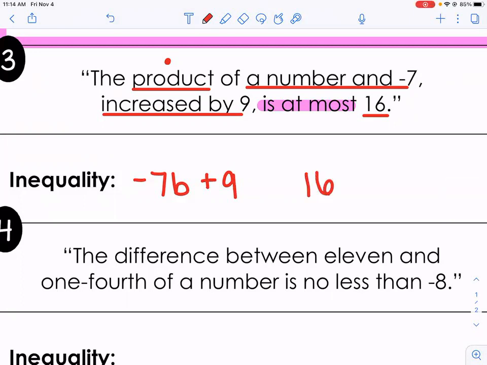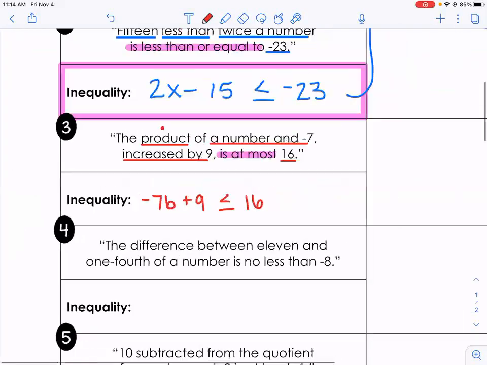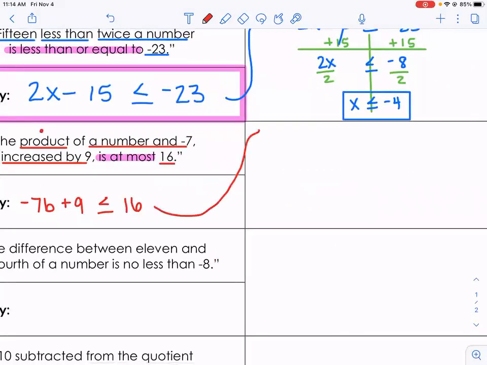At most means we are less than or equal to. At most means 16 is the biggest it can be. So we have the equality there, but then it also needs to be smaller than 16. Okay. All right, so let's come over here and let's actually solve this guy. Negative 7b plus 9 is less than or equal to 16.